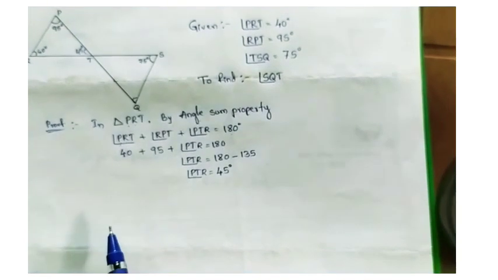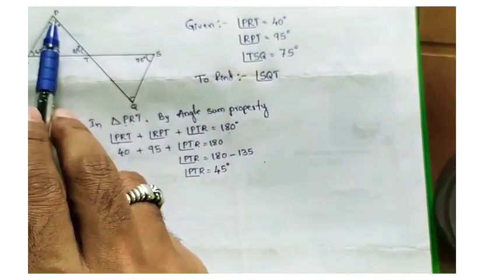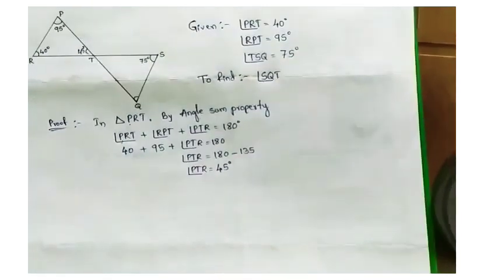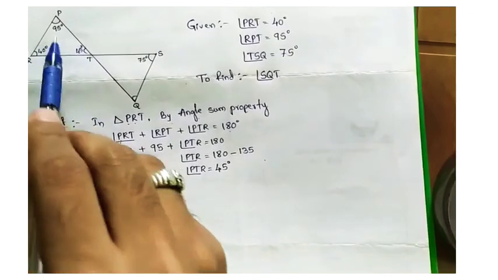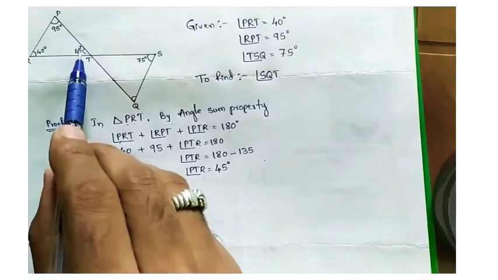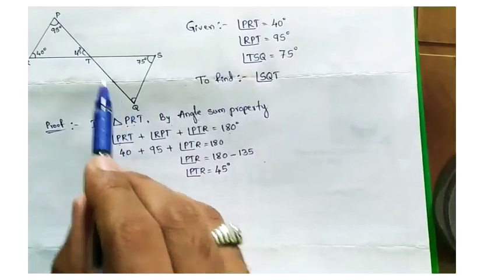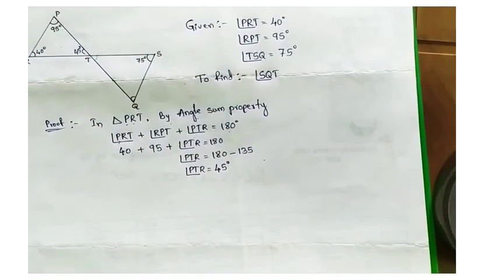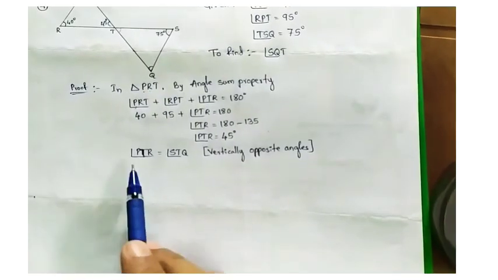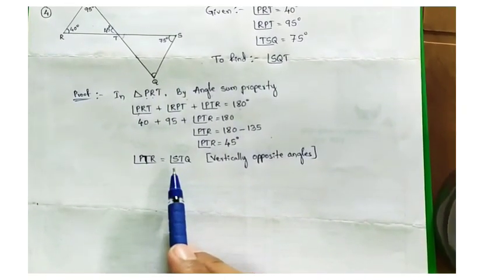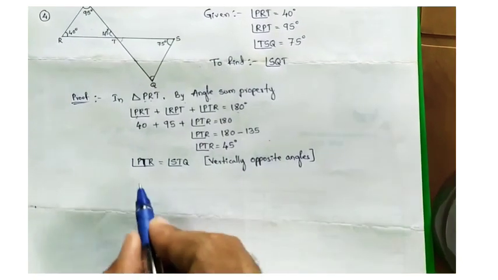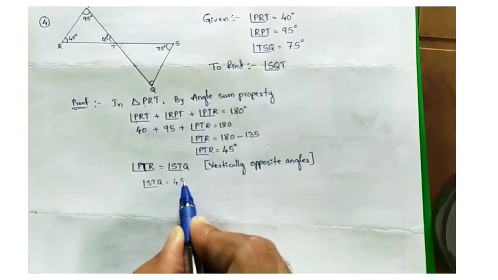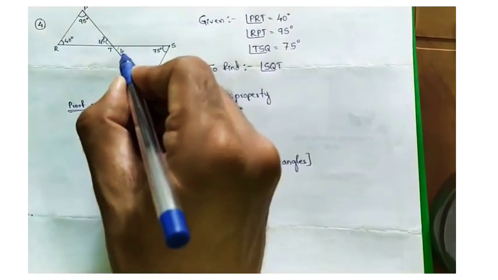So just you observe here, PQ and RS are intersecting at T. Okay, so it means if we get PTR is 45, then automatically STQ is also 45. Why? Both are vertically opposite angles. So PTR equal to STQ, vertically opposite angles. That's why STQ equal to 45 degree. So here we got 45 degree.